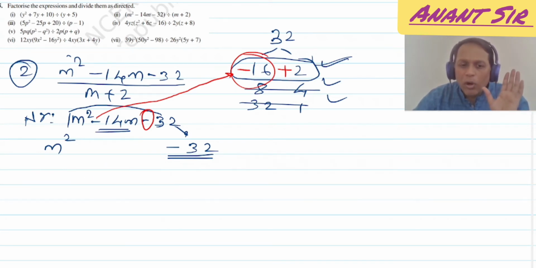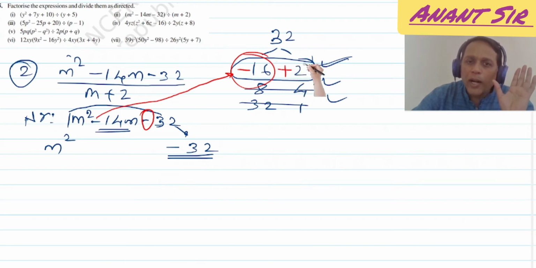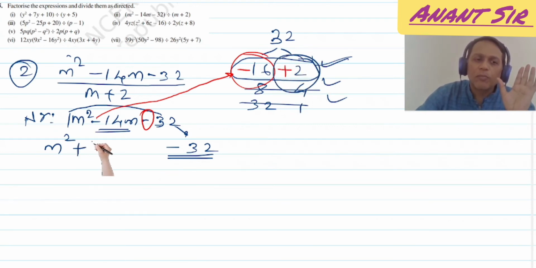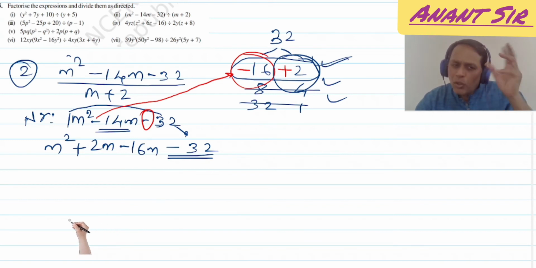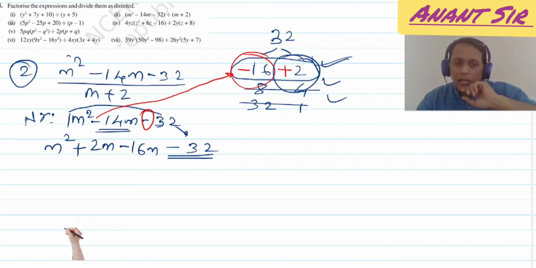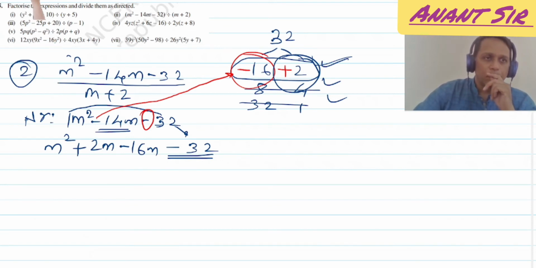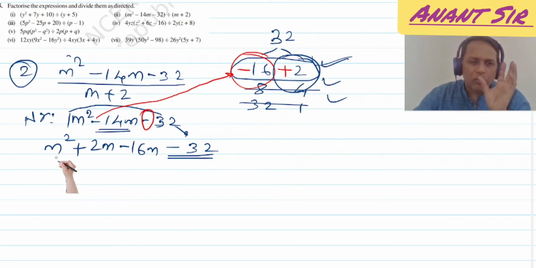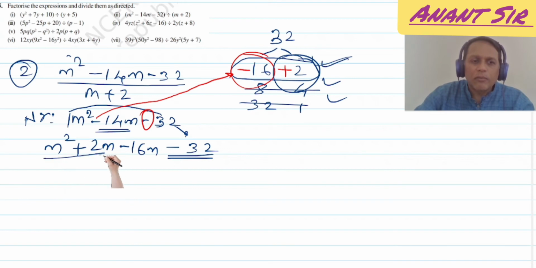Let's see. What I am going to do now is write this plus 2m first and then the minus 16m. Some students might have the confusion: sir, what will happen if I write plus 2m first and minus 16m later? Will there be some change in the method? So let's see. There will be just a little bit of change. So m square, I am going to write as m into m, and 2m as 2 into m.